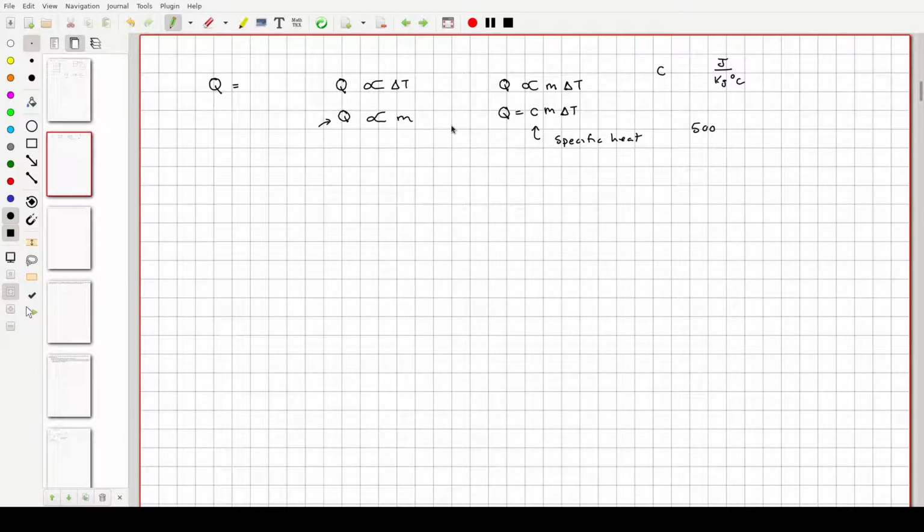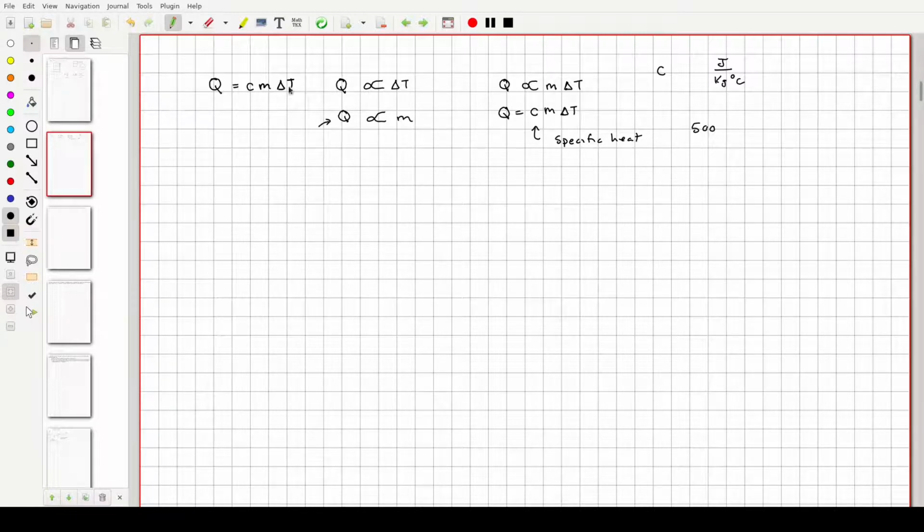You can take energy out. So if you took heat out, this would be how much heat you needed to take out to take 1 kilogram of that material and drop its temperature by 1 degree Celsius. So the specific heat tells us how well a material gives up or receives energy. Okay? So Q is equal to C times M times delta T.